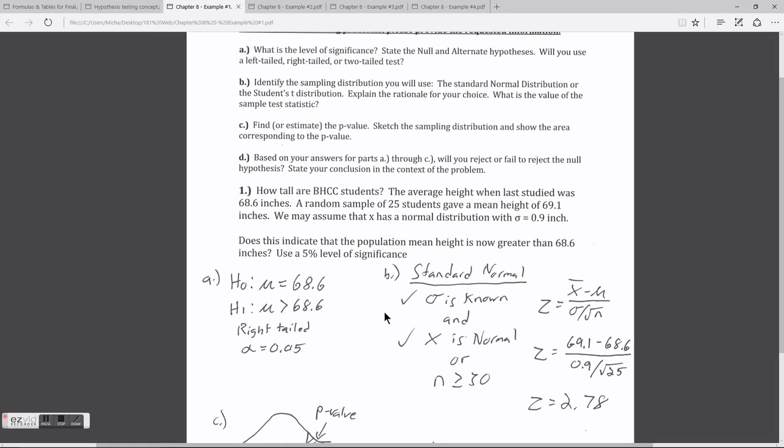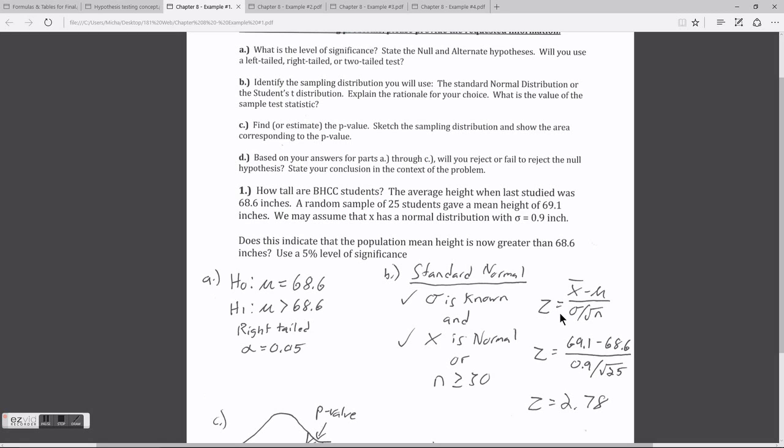To do this test, we're basically going to do something similar to our original example, in that we're going to find the probability that if the average height of Bunker Hill students was actually 68.6 inches, what is the probability I could have gotten a sample of 25 students and had those 25 students average out to 69.1 inches or more. To compute that probability, we have to decide between using a standard normal distribution or a student's t-distribution. The basic difference is that, do I need to compute a z-value or do I need to compute a t-value?